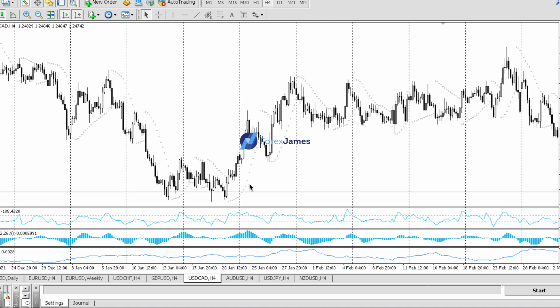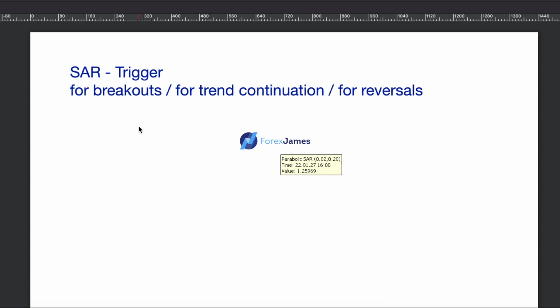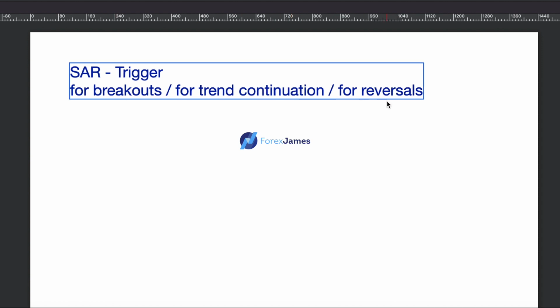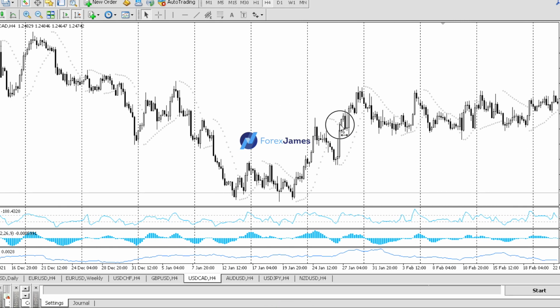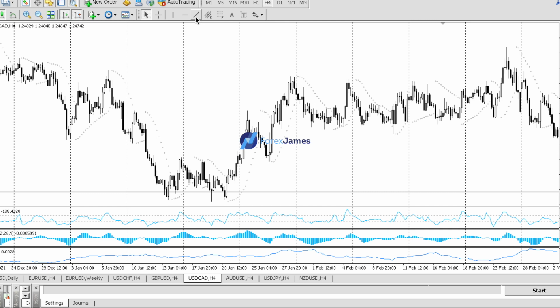The general rule of thumb is that when the dots are below the price, it's telling us that it's in an uptrend, and likewise, if it's above price, it's a downtrend. I wanted to show you guys how I personally use the SAR as a trigger to get me into a trade. That could be for different market phases: for breakouts, for continuation, or for reversals. Let's have a look at some examples of how we can use the SAR for breakout trading.